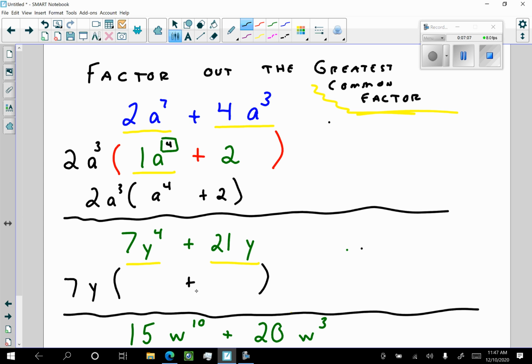And so that's the greatest common factor of these 2 terms, 7y to the 4th and 21y. I ask myself a question, 7y times what is 7y to the 4th? And I can see that that is y cubed, because y to the 1 times y cubed is y to the 4th, and 7 times 1, the 1 is implied, is 7. And now I ask myself a question, 7y times what is 21y? And we know that that is 3.